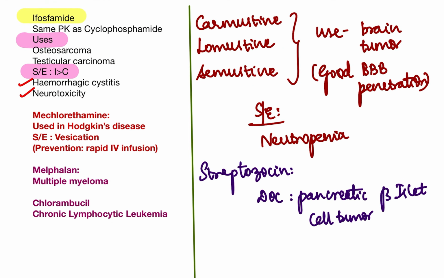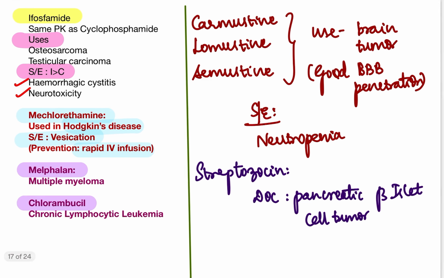Let's learn about the next drug, which is mechlorethamine. Mechlorethamine is used in Hodgkin's disease, and the side effect is that it causes desiccation. To prevent that, you have to go for rapid IV infusion. The next is melphalan, which is used in multiple myeloma. Chlorambucil is used in chronic lymphocytic leukemia.